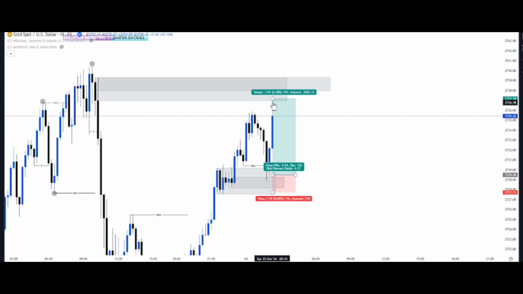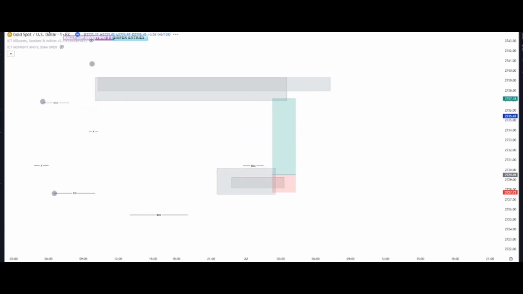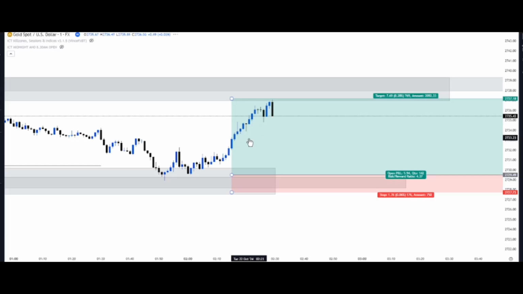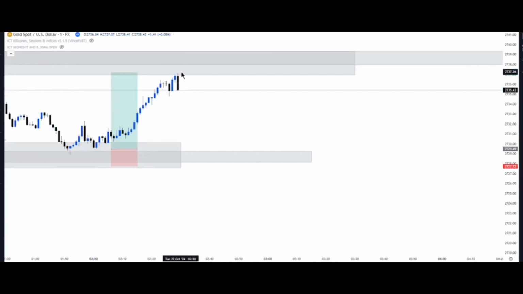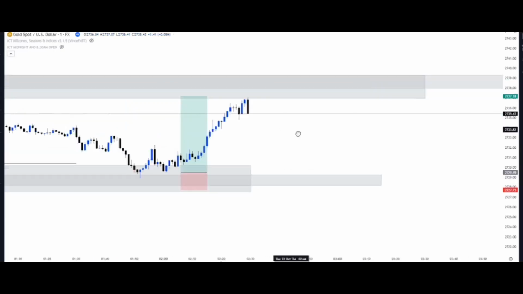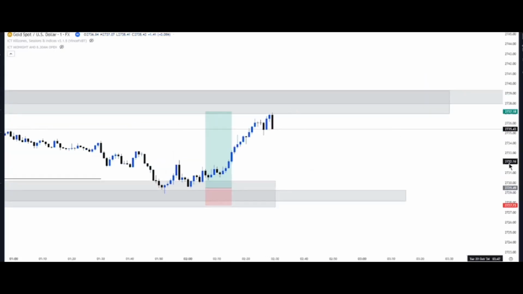Once price tapped into it, even though this is not a high probability point to take trade from, you can still take advantage of it and take short moves in the market and make some good money for yourself as well. So we can get down to the 1 minute. Remember, 15 minutes is our higher time frame. So we get down to the 1 minute. Now, take a look at this. Price tapped into this area, into the higher time frame area of interest.